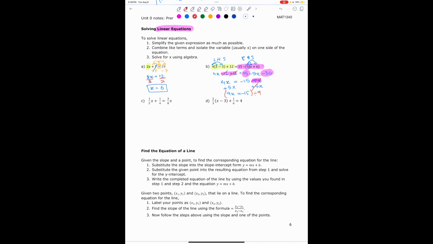The last step here is to divide both sides by 9, because I want just to find the x, so I had to divide everything by 9. So if I divide this side by 9, divide this side by 9, I will end up with x equals negative 15 over 9. If you want to simplify that, you divide both by 3. So you end up with x equals negative 5 over 3. And that is the answer.